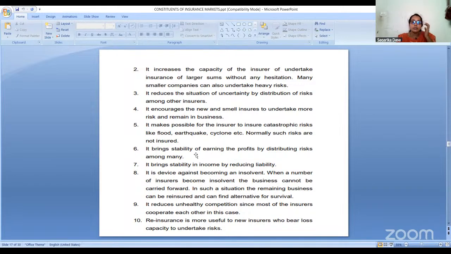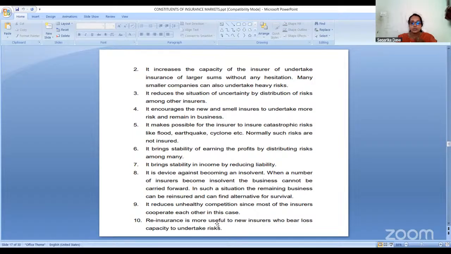It brings stability of earnings, the profit, by distributing risk among many parties. That is, many insurance companies deal with different risks, different types of insurance policies. Hence, earnings will be stabilized by the insurance companies. It brings stability in income by reducing the liability. With the help of reinsurance, it helps in reducing the liability and bringing stability of earnings.